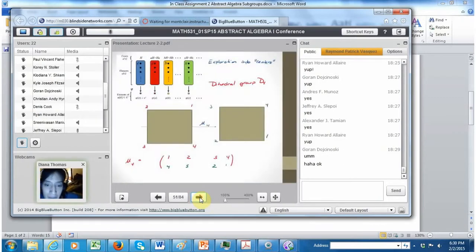I go through every one of them slowly on this PowerPoint so you can see them, and one time incorrectly. So here, this is a fold over this line. The 2 and the 3 get swapped. The 1 and the 4 get swapped. So now I have 1 goes to 4, 2 goes to 3, 4 goes to 1, and 3 goes to 2.